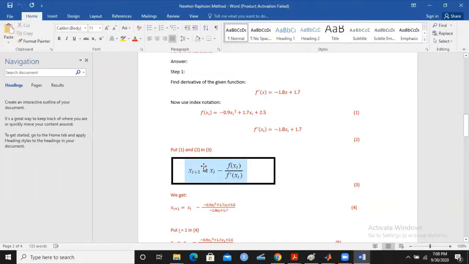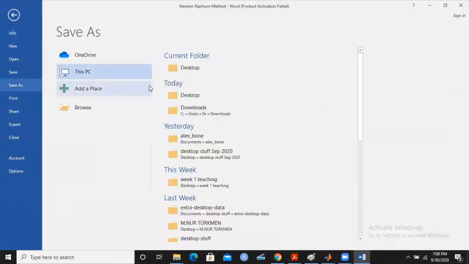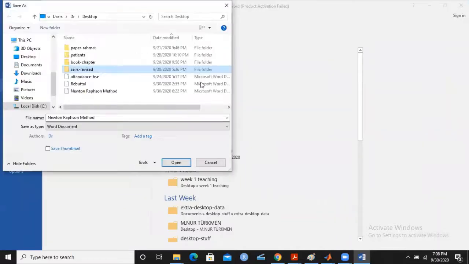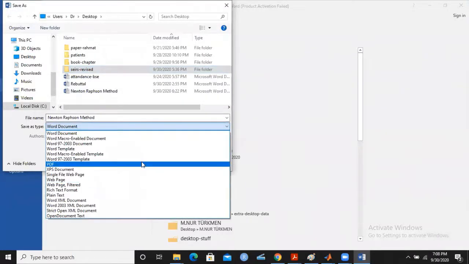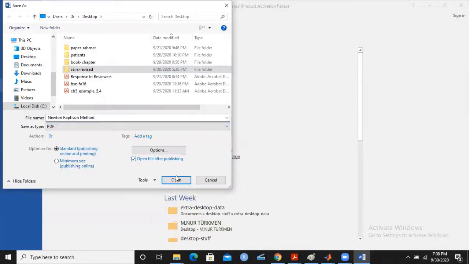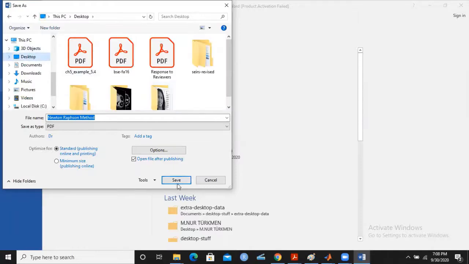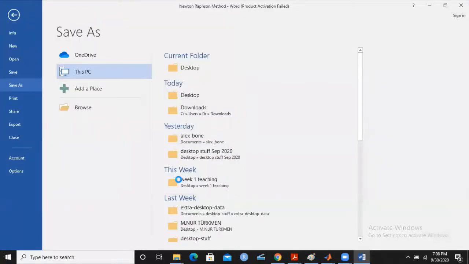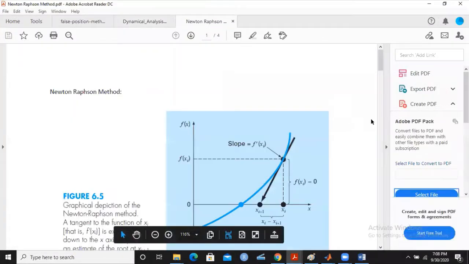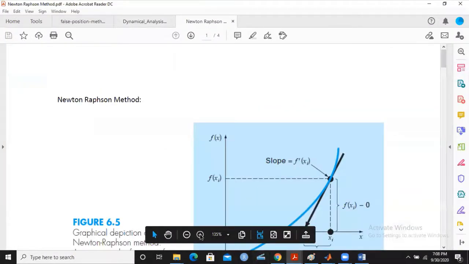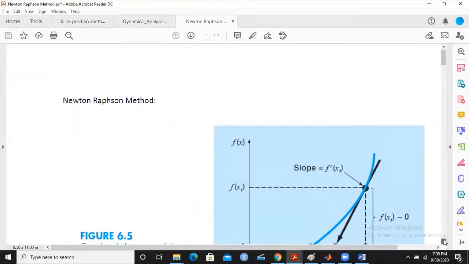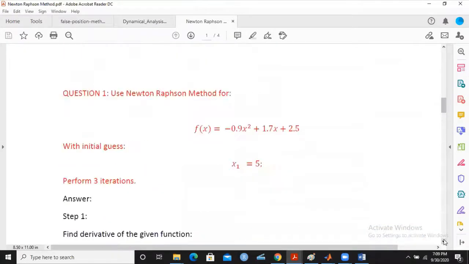Now what will happen next, students? You will substitute here the index i is equal to 1. I want to zoom it, so let me save a PDF document. Right, so now let me zoom it so that you'll be able to read it easily.